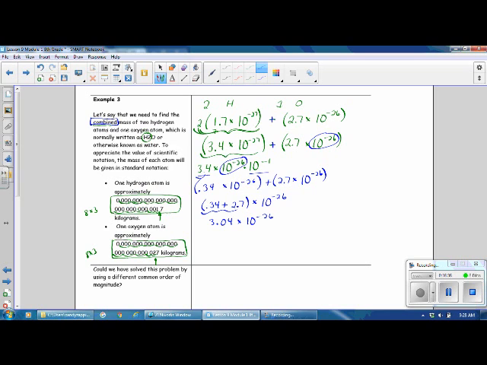Now, in the previous example, we left the number in standard form. And in this example, we are going to leave the number in scientific notation because there are so many zeros. This is such a small number. So we're going to leave that in scientific notation.